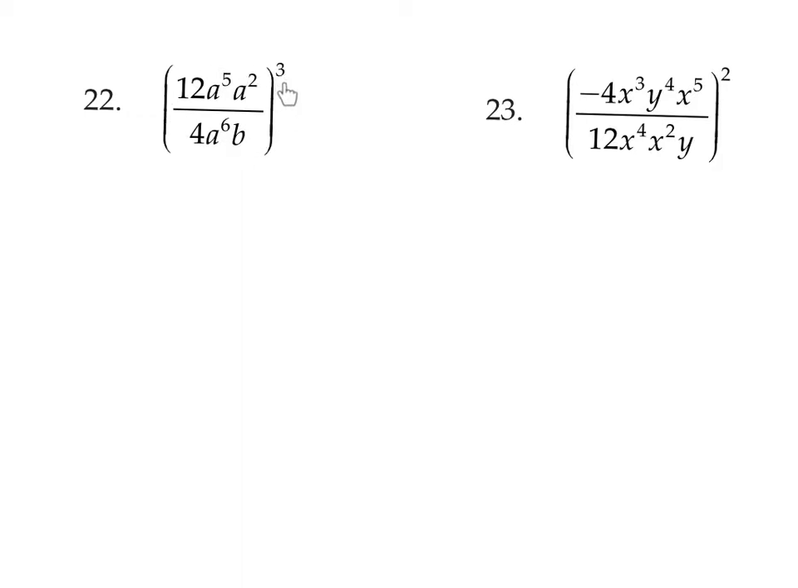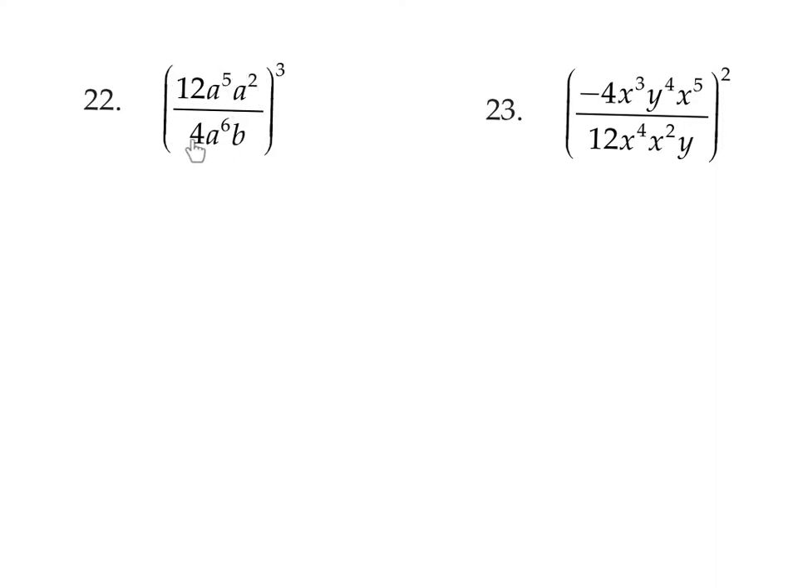Again, we need to put this cube on everything in here, but in this example, there are a lot of things that can be simplified. For instance, 12 and 4 we reduce. So we're going to reduce those before we cube them. All these a's, we can use our exponent rules to put them all under the same base, and we will do that before we put the cube on.